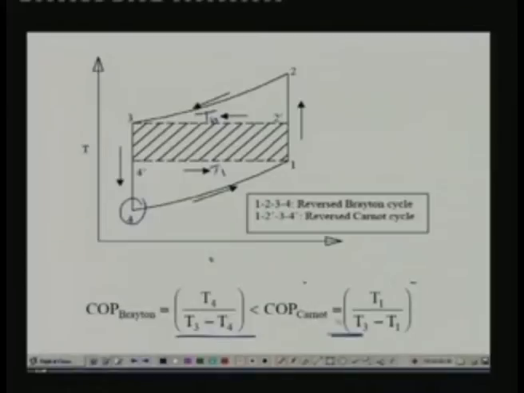So this will always be lower than this. Why? Because T4 is always lower than T1. T4 is always less than T1. As a result, COP of the Brayton cycle will always be less than the COP of a reverse Carnot cycle.